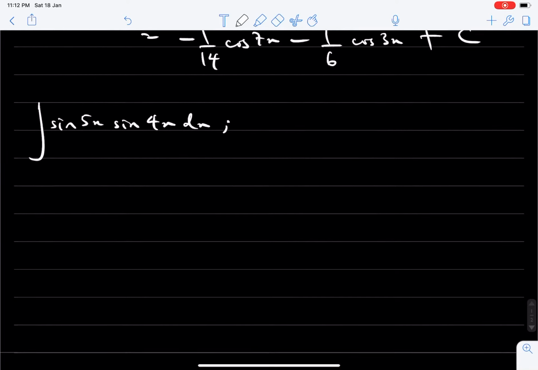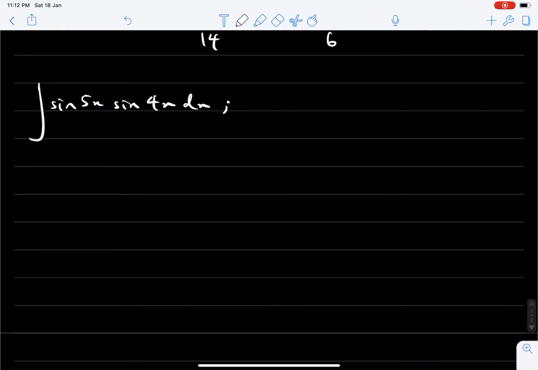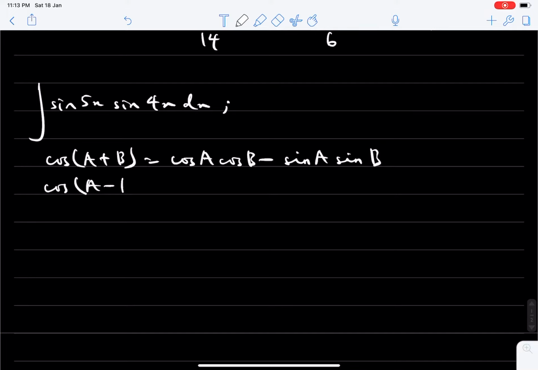Here we need to remember these identities. The cosine of a sum of angles, cos A plus B, is the same as cos A cos B minus sine A sine B, and the cosine of the difference between two angles A and B is the same as cos A cos B plus sine A sine B.